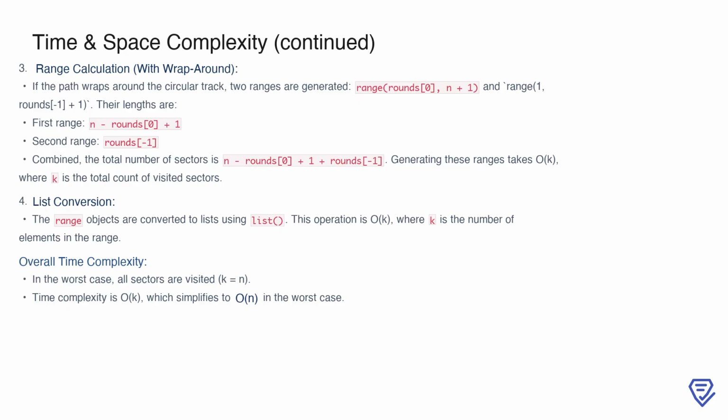Generating both ranges takes time proportional to the total number of elements, which is k, where k represents the total sectors visited. After that, the range objects are converted into lists using the list function, which also requires O(k) time since it processes each element in the ranges. In the worst-case scenario, all sectors are visited, making k equal to n. Consequently, the overall time complexity simplifies to O(n), ensuring efficient handling of the input parameters.